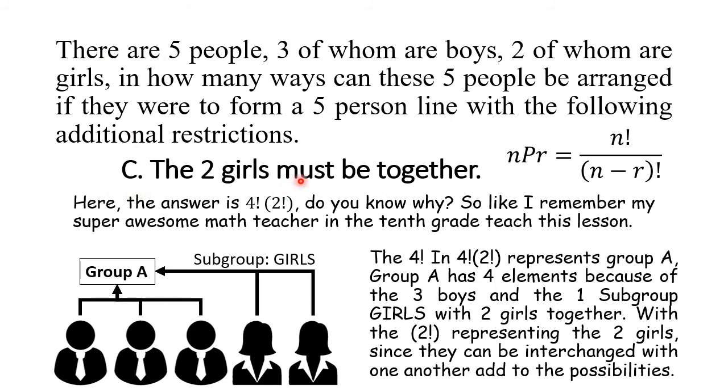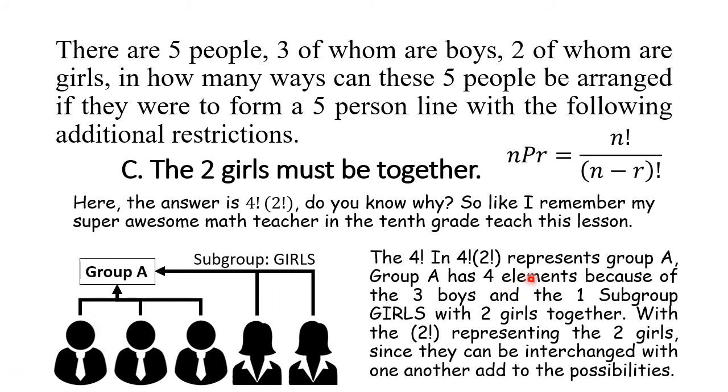C. The 2 girls must be together. There are 5 people, 3 of them are boys, 2 of them are girls. The 2 girls must be together. The answer here is simply 4 factorial times 2 factorial. Do you know why? I remember my super awesome math teacher in the 10th grade taught me this lesson. The 4 factorial in 4 factorial times 2 factorial represents group A over here.